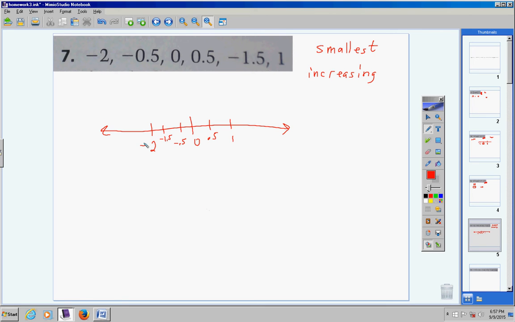So now that I've put them in order on a number line, now I just start left and work my way to the right. So -2, comma, -1.5, comma, then -0.5, comma, then 0, comma, then 0.5, comma, and then 1. So I've started from the smallest and worked my way to the greatest.